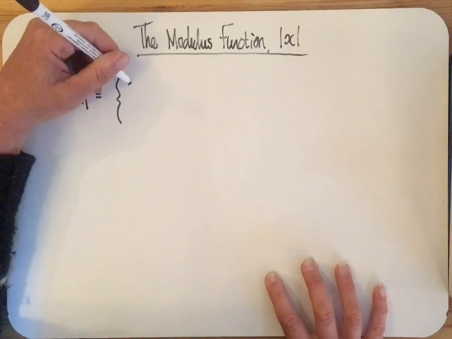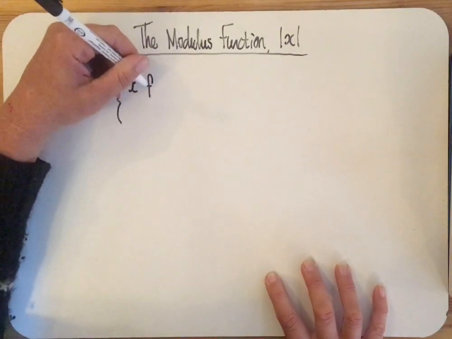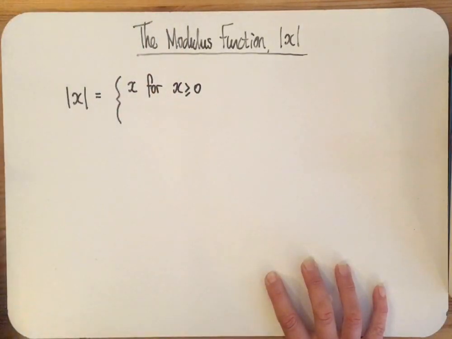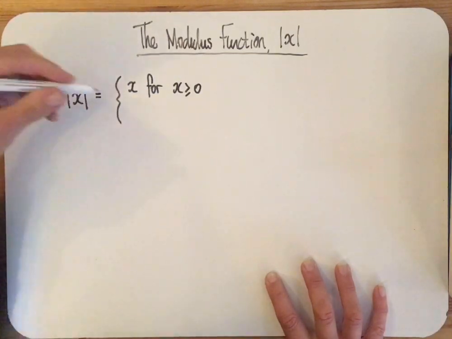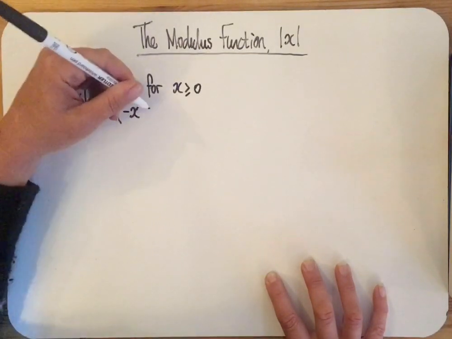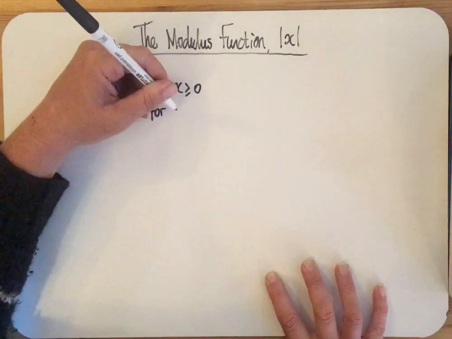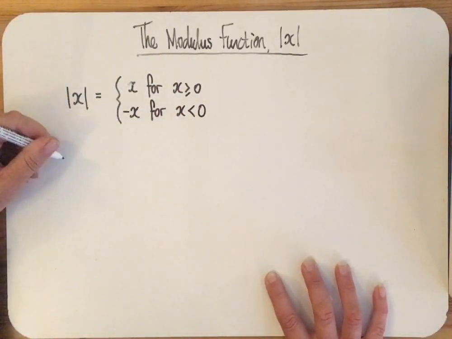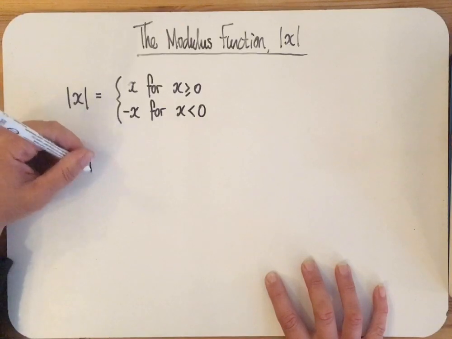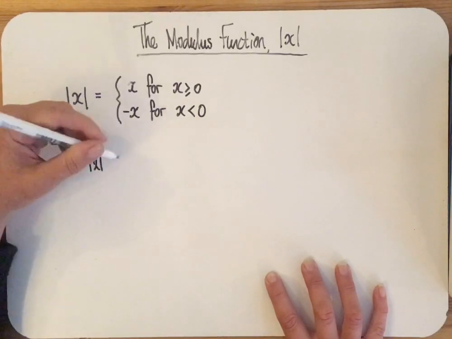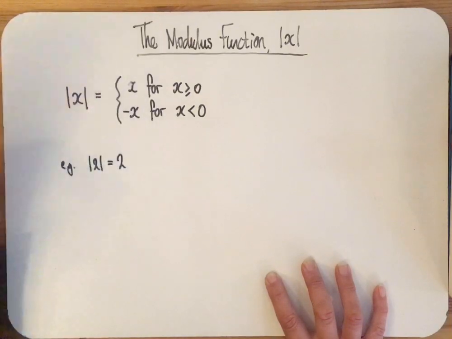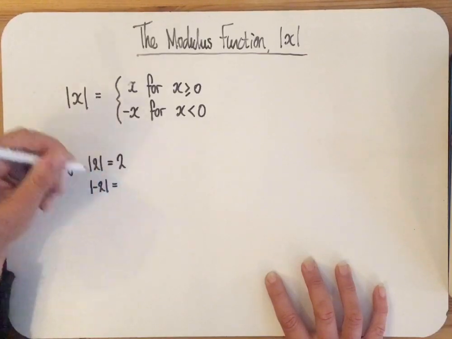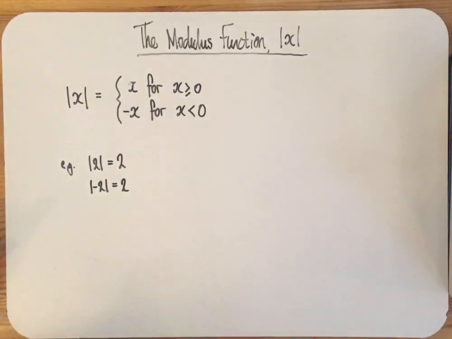If x is 0 or positive, it's not going to change x's value. So modulus of x is just x. If x is less than 0, then the modulus of x is minus x. So, for instance, the modulus of 2 is equal to 2. It's not going to change it, but the modulus of minus 2 will be minus negative 2, which is 2.